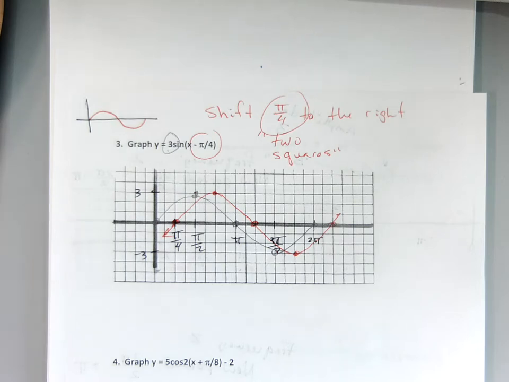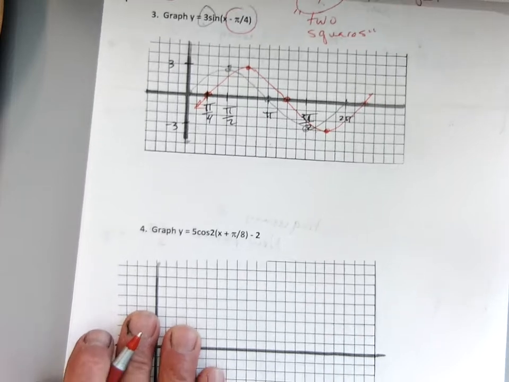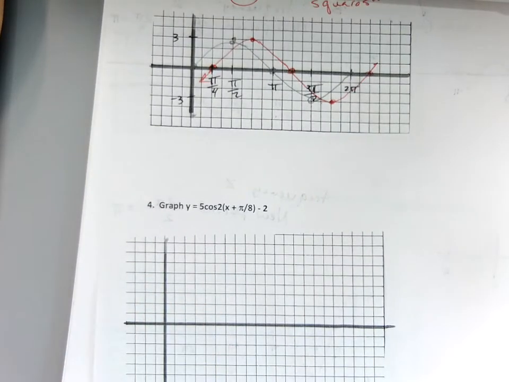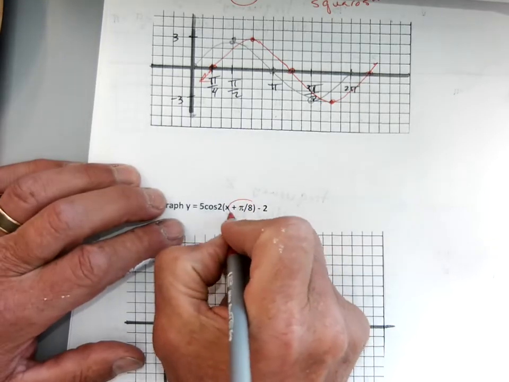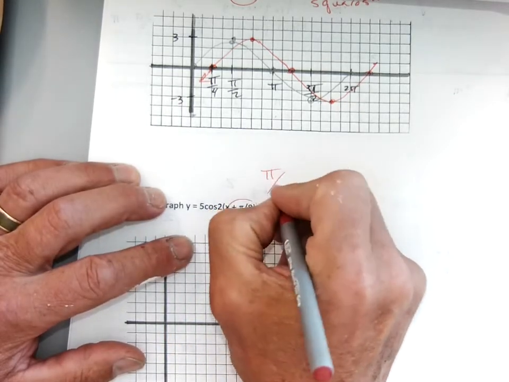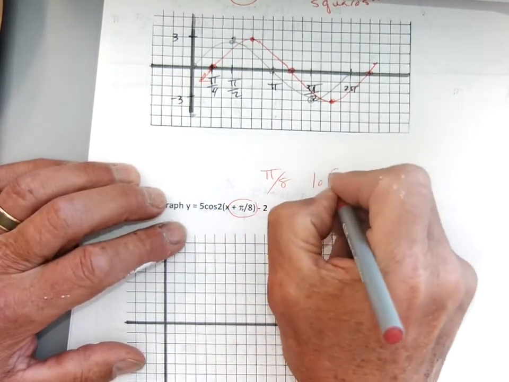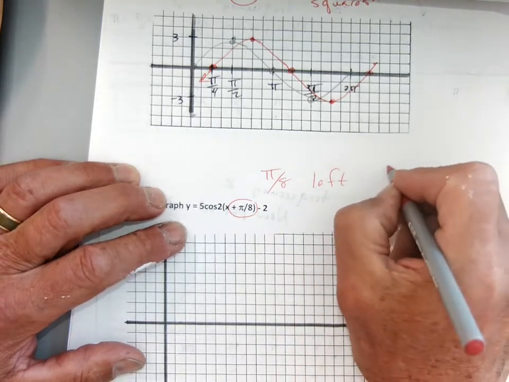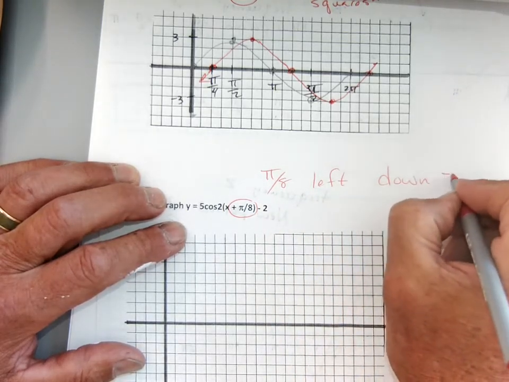How am I doing? Am I doing okay? Not too bad. Okay, here comes the big one, but we can do it. We can do the big one. So the big one, we're going to do several things, okay? We're going to shift it pi 8 to the left, and then we're going to take it and go down 2.